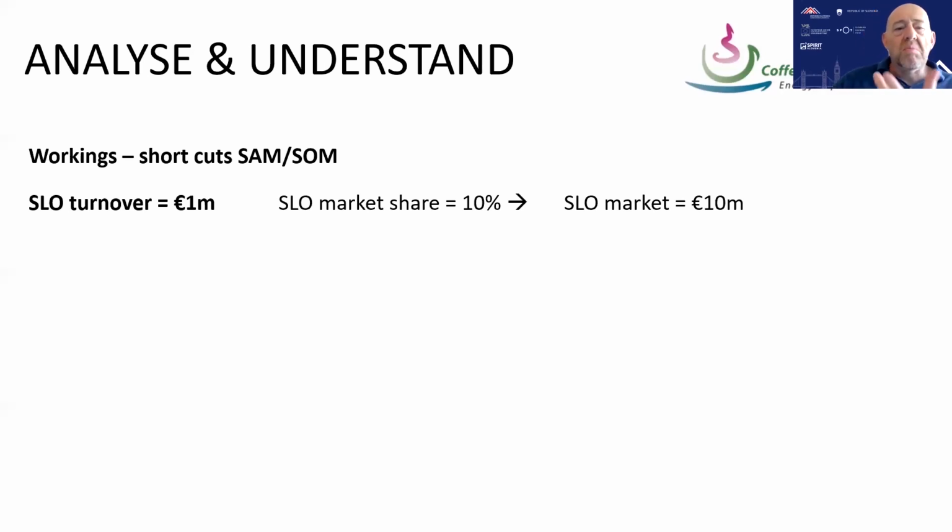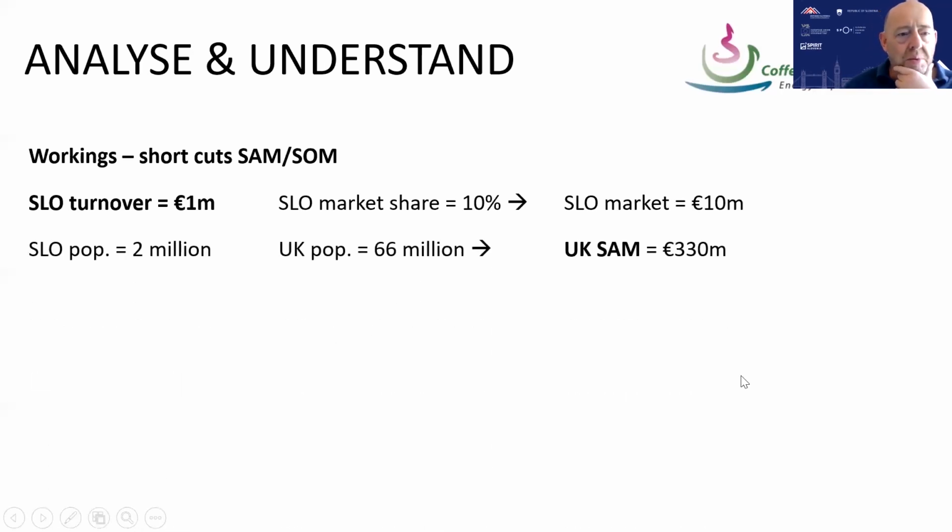So let's estimate you've got 10% market share. So the Slovenian market is a 10 million market for the CRM, for example. Well, we can say we've got a 2 million population here in Slovenia and the UK's got 66 million. So very quickly, the available market, the CRM market in the UK would be 330 million. So that gives us a very quick back of the envelope operation there.